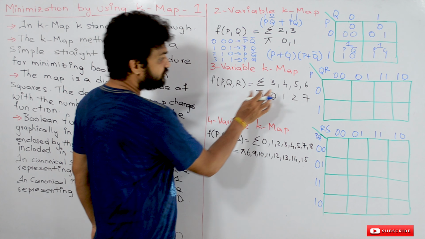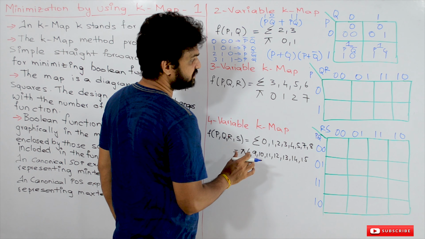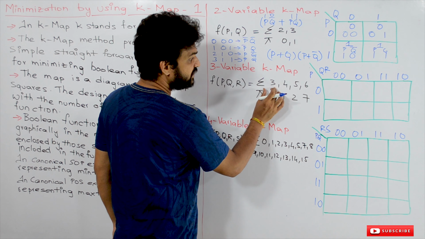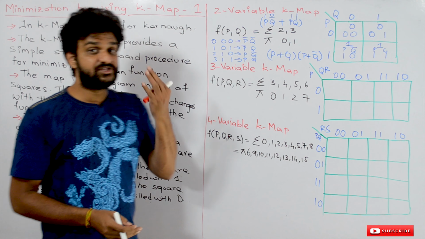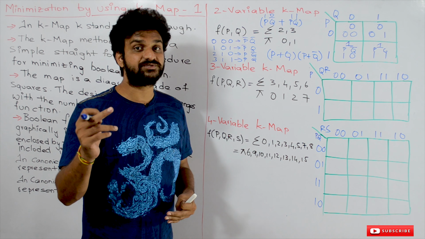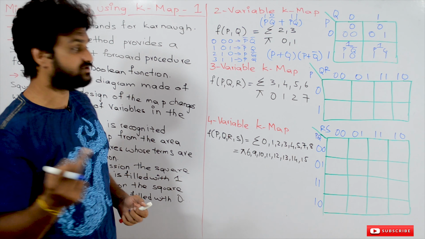For example, if you take this expression, this is a sum of products expression. Here it is a function with 3 variables. How many inputs are possible? 2 power 3, so 8 combinations are possible.